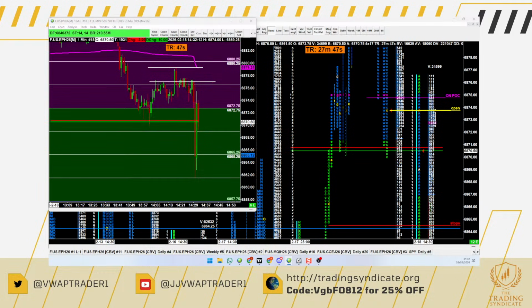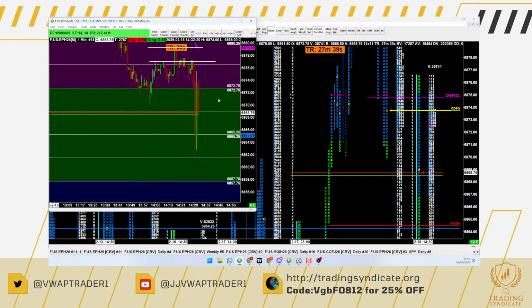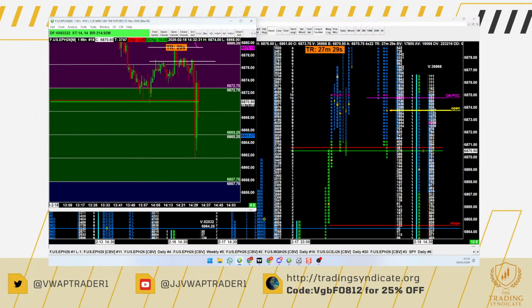Short 72 and I covered at 70 flat for 2 points. So I was short 72, my stop was the top of that candle and I covered at 70. So let's see if we do back and forth in the green zone here.